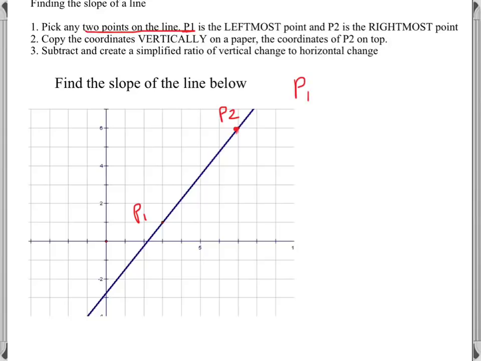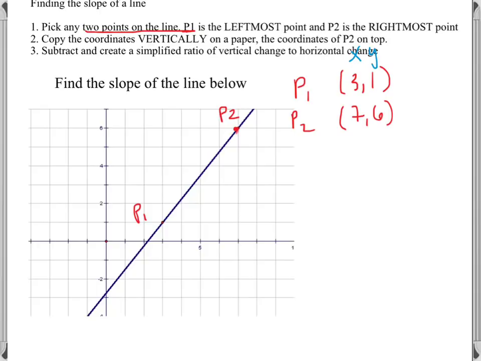P1 has the coordinates (3, 1), and P2 has the coordinates (7, 6). Copy them vertically so that they're stacked up on each other. That way the x and y values align. This is the x column, and this is the y column.